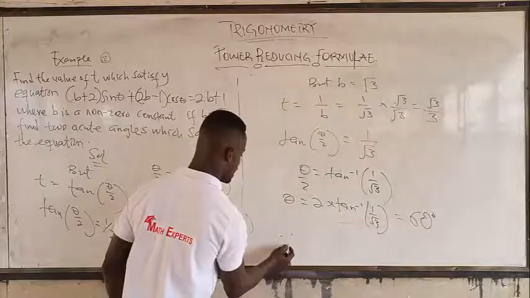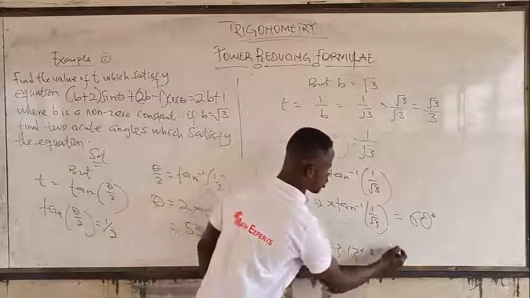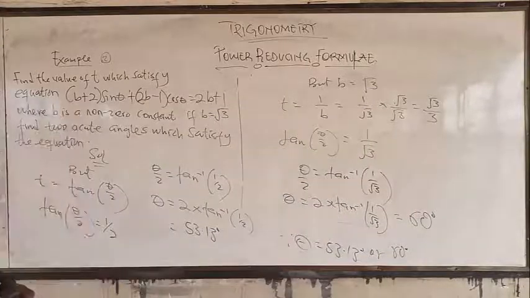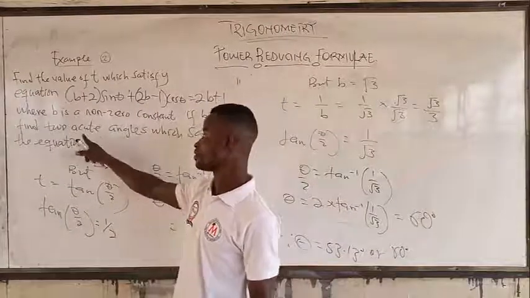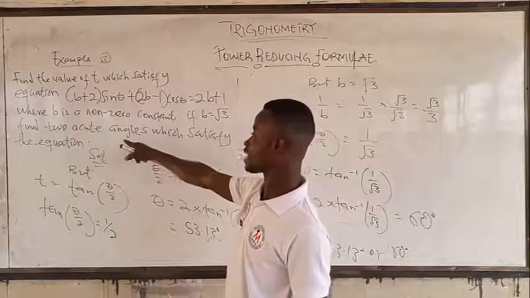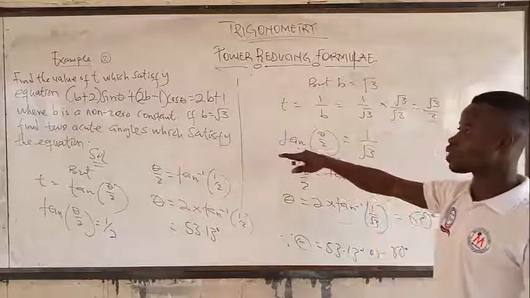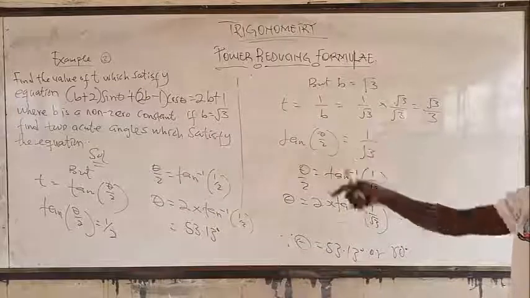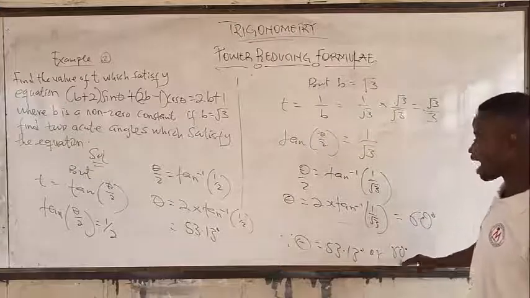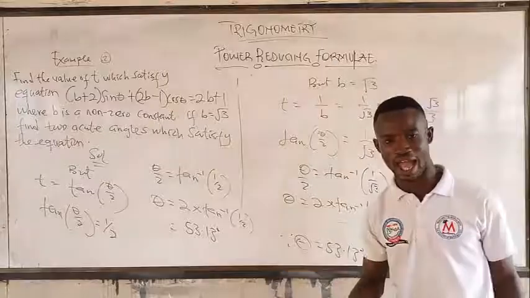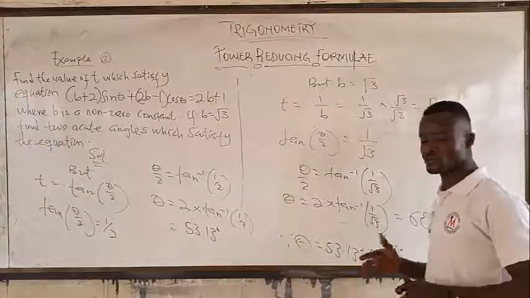So we end up getting theta equal to 53.13 degrees or 60 degrees. You can see both of the angles are within the interval of an acute angle. When the question says find two acute angles which satisfy the equation, surely you can see that this and that are acute angles. Therefore, they satisfy the equation. So that is all.